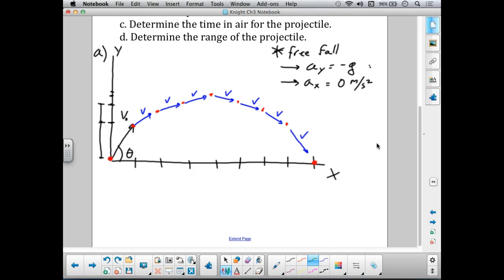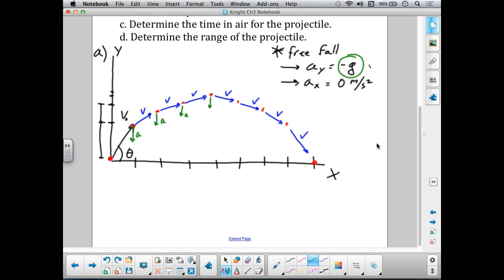Now the acceleration vector is also pretty straightforward because I know that at every point for an object in free fall, my acceleration is pointed straight downward. Magnitude is g. So here is an acceleration vector. Here is an acceleration vector.